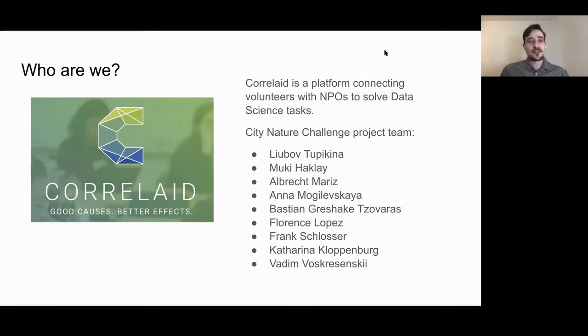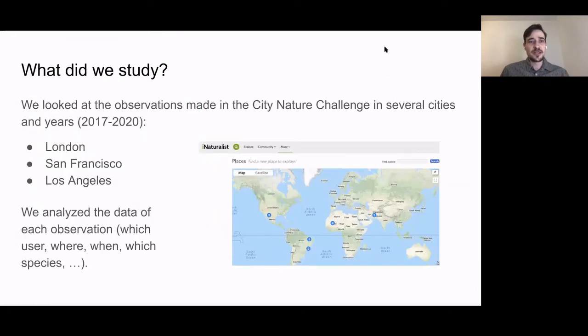I'm going to start and show off some of the analysis that I did. First of all, what did we actually study? We're looking at the observations that users make on the iNaturalist platform during the City Nature Challenge, which happens in different years in different cities. We've been looking at observations made between 2017 and 2020 in the cities of London, San Francisco, and Los Angeles.